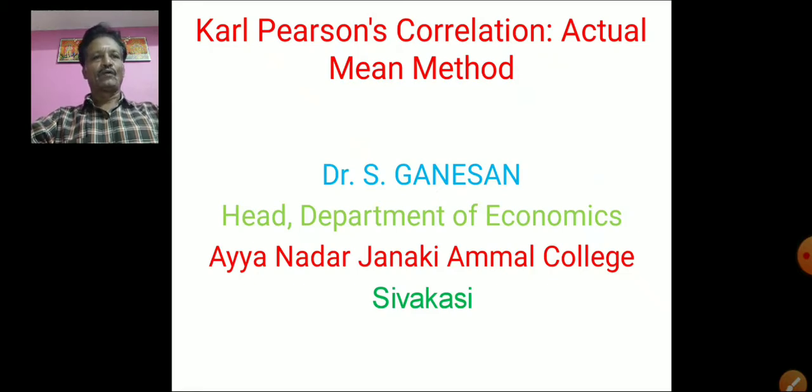So today we are going to discuss Karl Pearson's coefficient of correlation with the help of the actual mean method. In the previous video lecture we discussed how to calculate Karl Pearson's coefficient of correlation with the help of the direct method. I think it will be more useful to you. So now we are going to estimate the value of r with the help of the actual mean method.